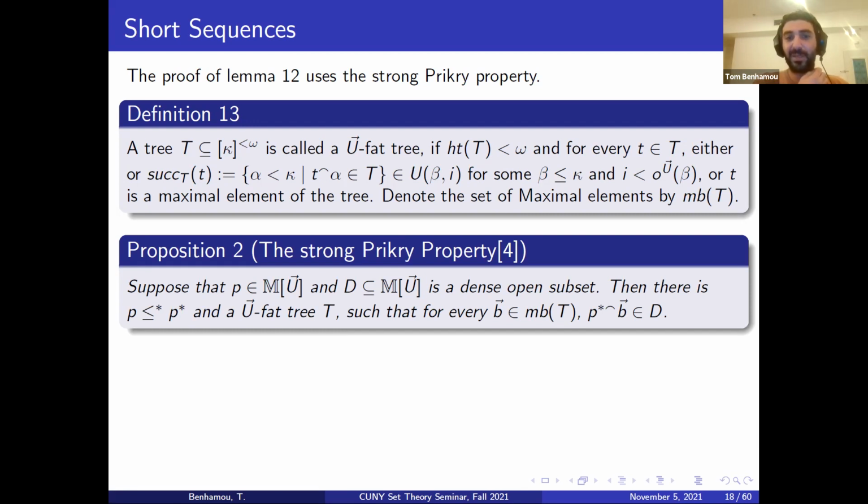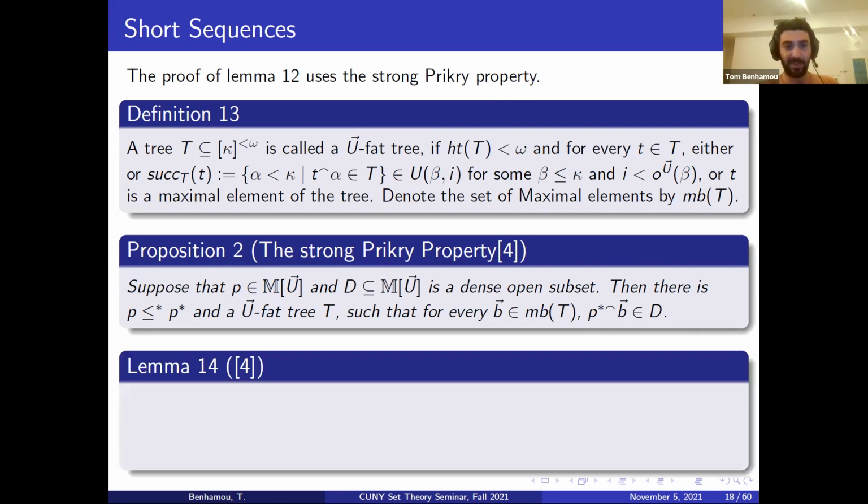Suppose you have a condition P in MU and a dense open subset D of MU. Then there is a direct extension P star of P and a U-fat tree T, such that for every maximal branch B in the maximal branches of T, when we concatenate B to P star, we enter D. Okay, so given a condition and a dense open subset, we can find a U-fat tree such that any extension from a maximal branch of the tree enters D. This is the strong Prikry property.